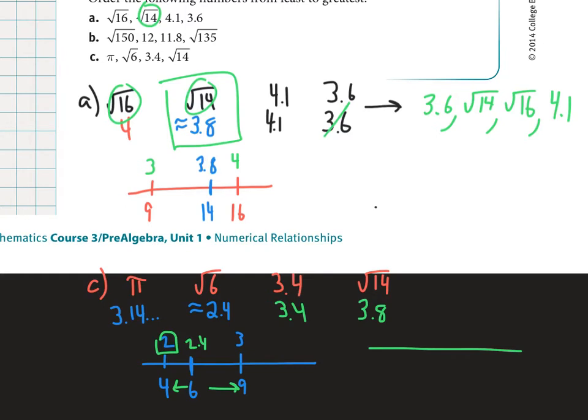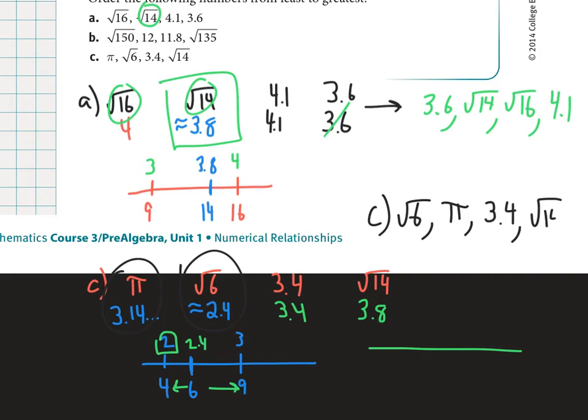So for our final answer for part C, it looks like the 2.4 is going to be the smallest, right? This one here. So the square root of 6 would come first. Then I think it would have to be, let's see, our pi. Pi. Then the 3.4. And then finally the square root of 14. Okay, so that's how I would order each of those if we had to get those in order.